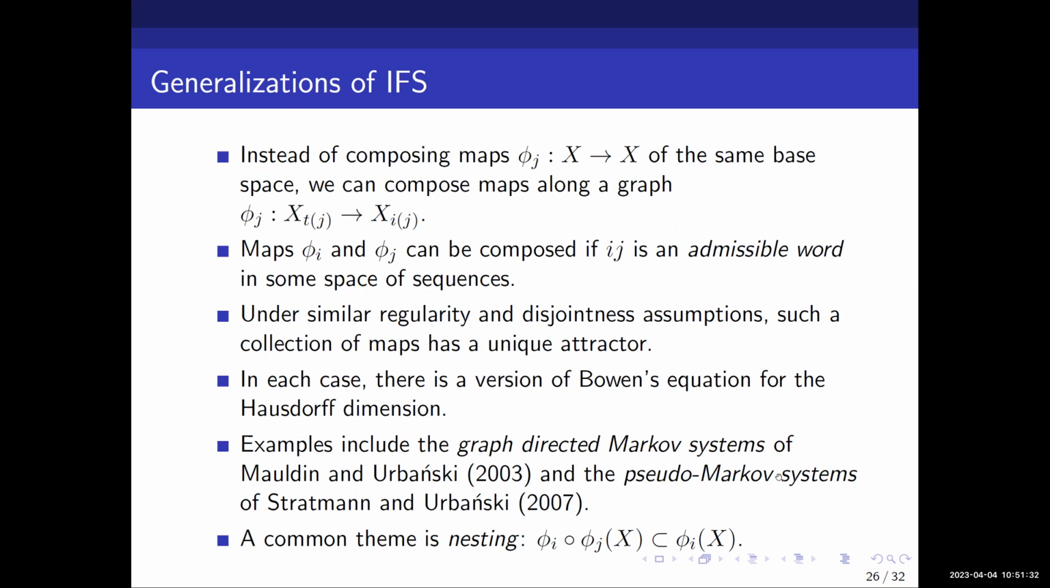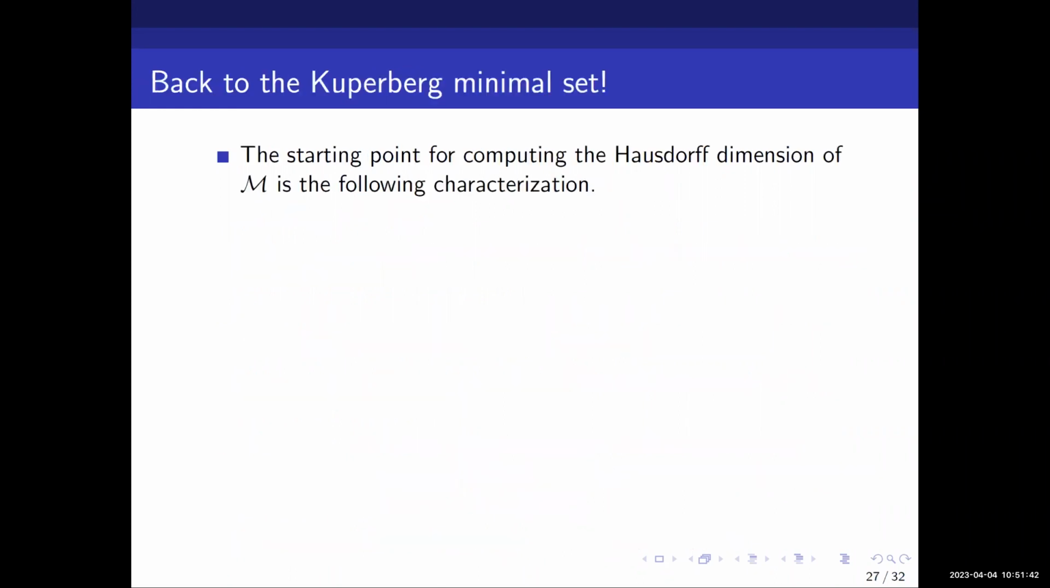So I'm harping on this theme of nesting and on symbolic coding, because those two ingredients are what I'm going to use to try to get back to this minimal set in the Kuperberg plug. So what does all of this fractal geometry and iterated function systems and Markov systems have to do with the Kuperberg plug? Who cares about iterated function systems?